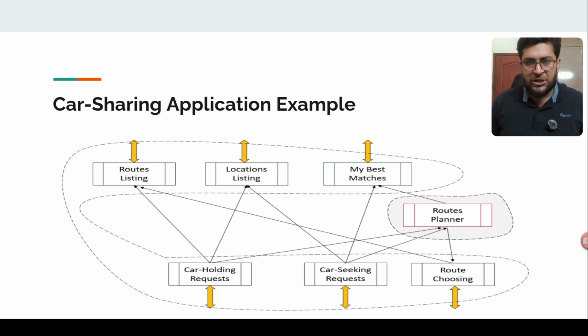Here is the example of a car sharing application. In the whole course we will focus on this car sharing application and create services for it. In this example you can see we have six microservices. At the top we have routing, allocation, and best matches, and at the bottom we have car sharing that fulfills the request, car seeking, and route choosing. In the middle we have the route planner, which is the worker microservice. The top three and the bottom three are the front-end type of microservice, and the route planner is the worker microservice. So this is the example of the front end and worker microservice.